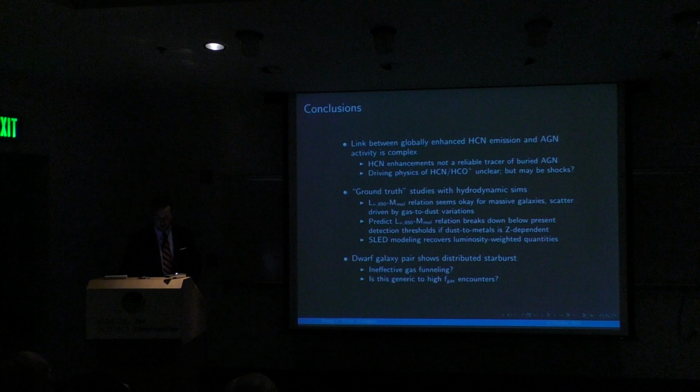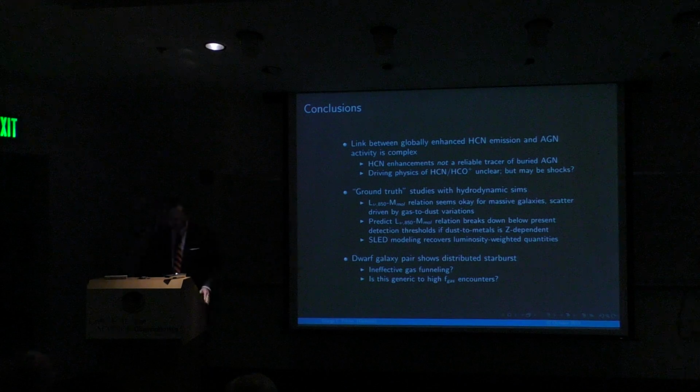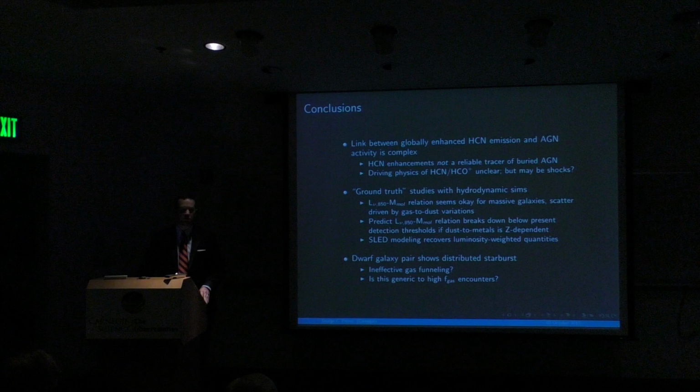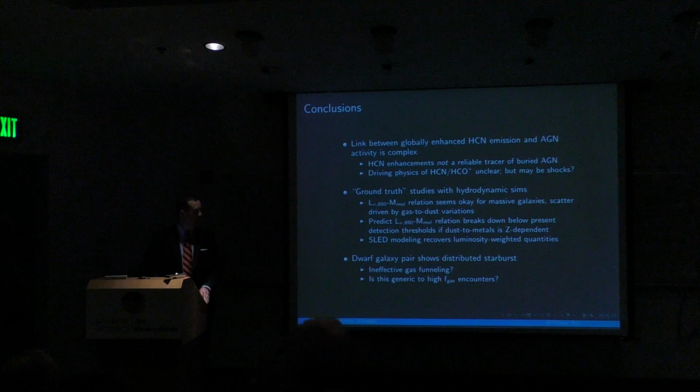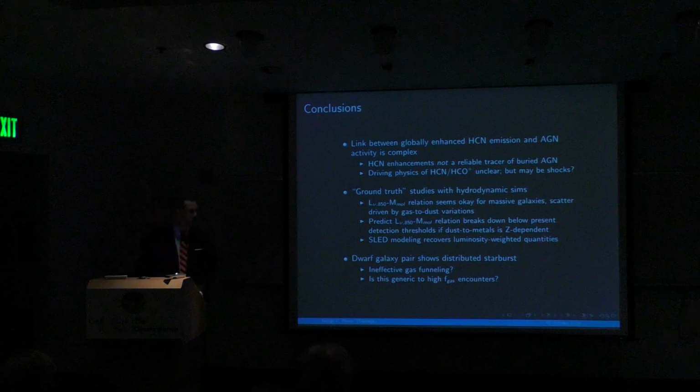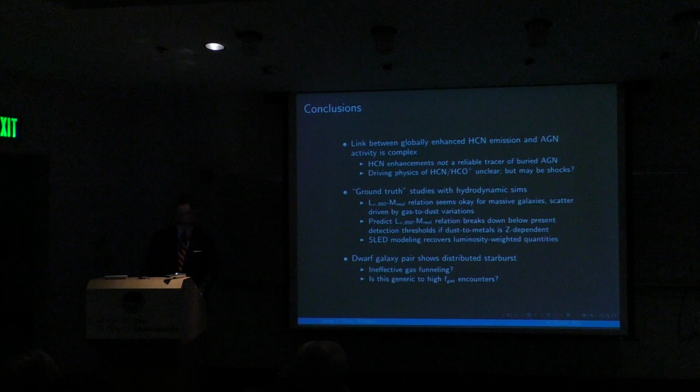So to wrap up and summarize, the link between globally enhanced HCN emission and the AGN activity is complicated. The HCN enhancements are not a reliable tracer of buried AGN, so I wouldn't hang your hat on that if you need to find all the buried AGN. And then the driving physics is really uncertain. People seem to be converging on shocks or some sort of cloud heating, but I don't think we really have enough data to say for sure.